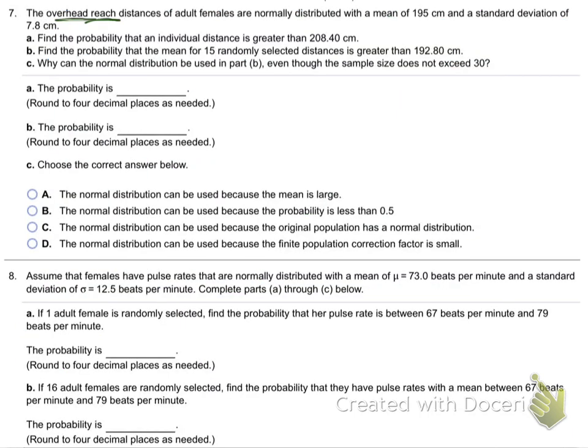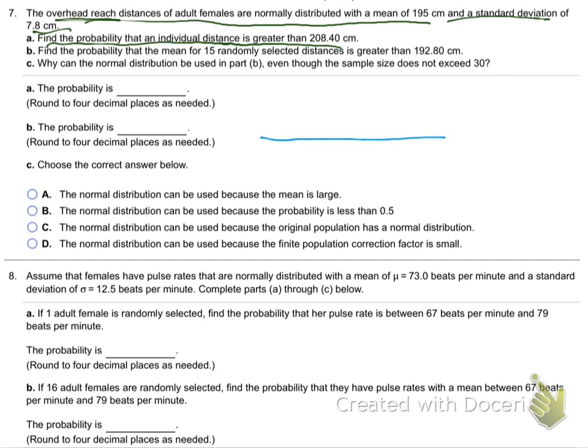Okay, the overhead reach distances of adult females are normally distributed with mean 195 centimeters, standard deviation 7.8 centimeters. Find the probability that an individual distance is greater than 208.4. Okay, let's draw ourselves a bell curve.